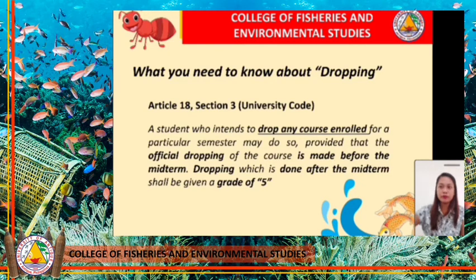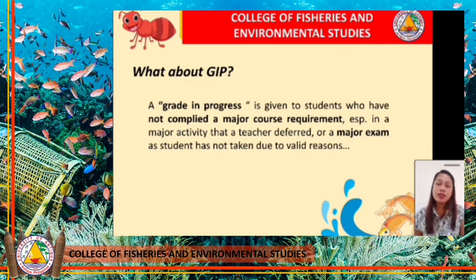Okay, I also included the GIP grade. I think the majority of you would agree that you obtained a grade of GIP. Now what about GIP? GIP, or grade in progress, is given to students who have not complied with a major course requirement, especially a major activity that a teacher deferred or a major exam a student has not taken due to valid reasons.